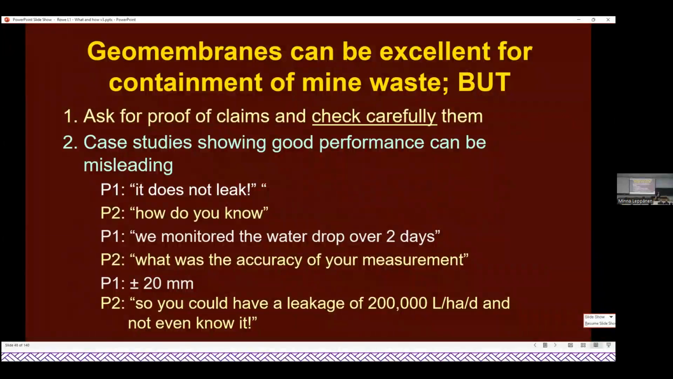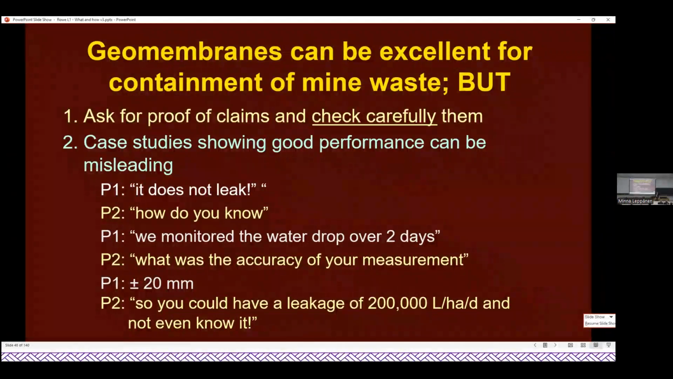So, also be wary when people get up and say, oh, it doesn't leak. I was at a hearing recently where an engineer for a project in Canada's North got up and said, we're going to build this cover, we're going to use the geomembrane, and it doesn't leak. And so my question was, how do you know it doesn't leak?